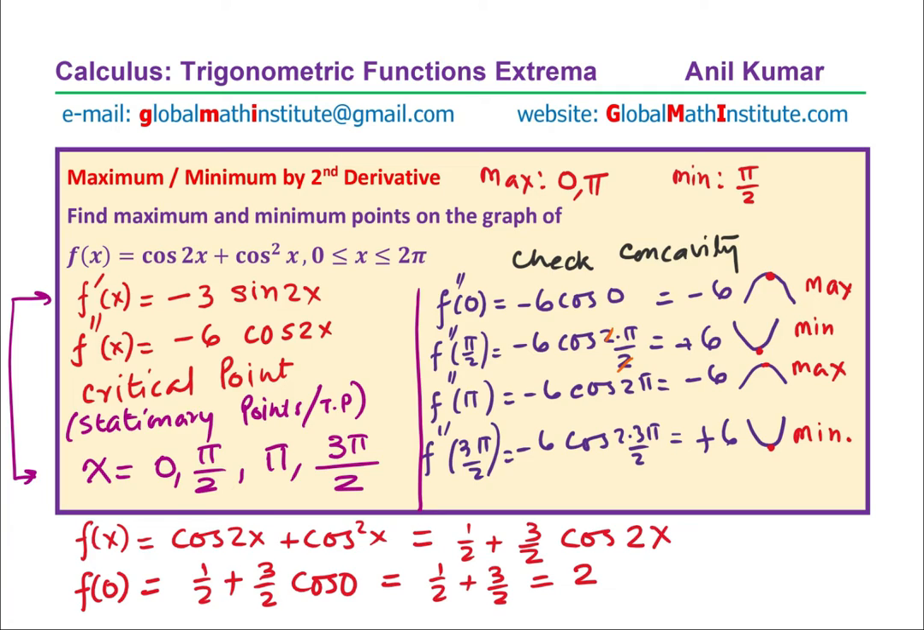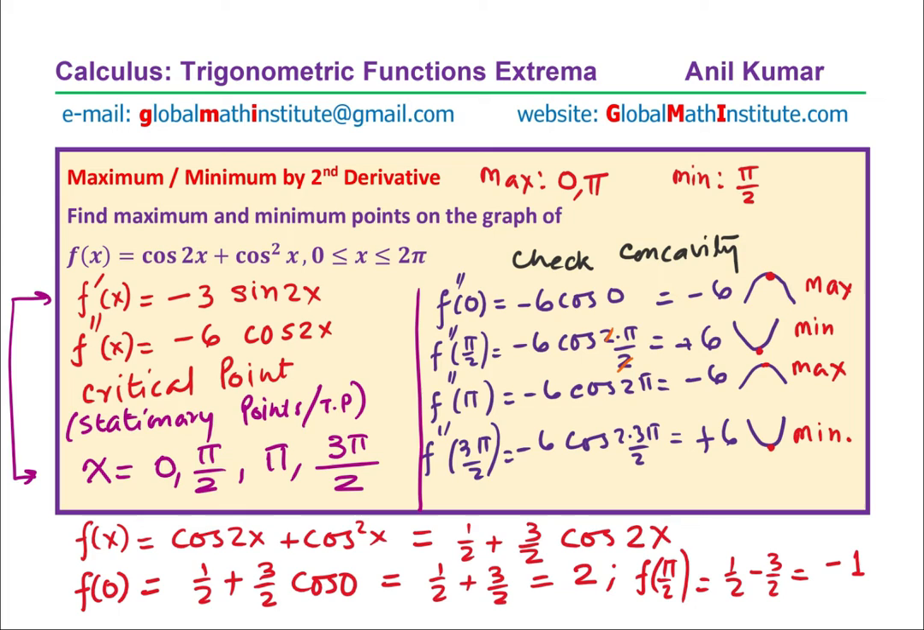Similarly, substitute the value pi by 2. When you substitute pi by 2, you get half plus 3 by 2 cos, pi by 2 is cos pi, right? Which is negative 1. So you get this as minus 3 by 2, and that is, you get minus 1. Do you see that? So your maximum is 2 and minimum is minus 1.